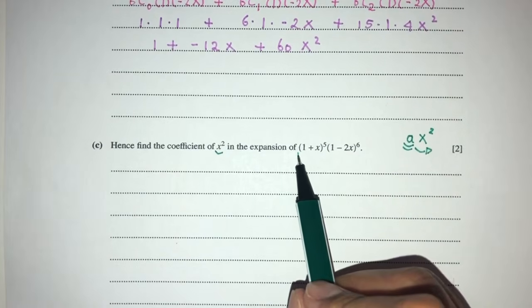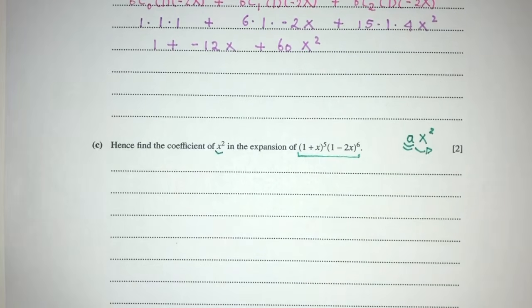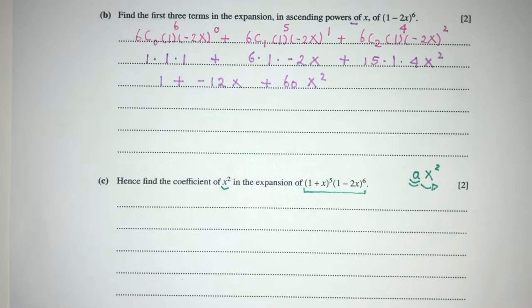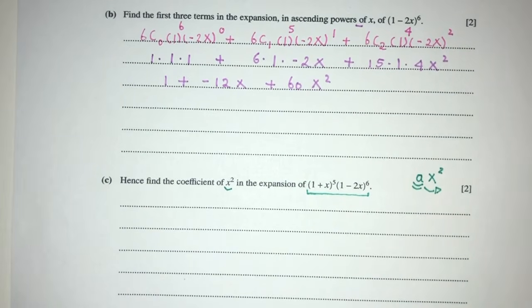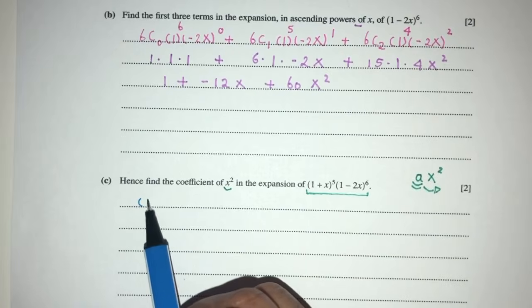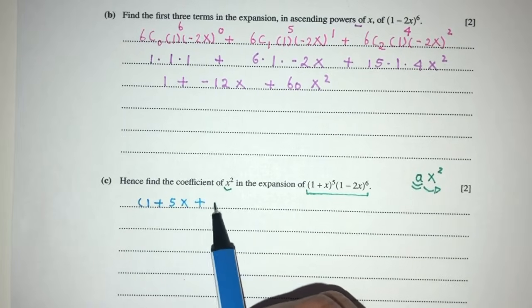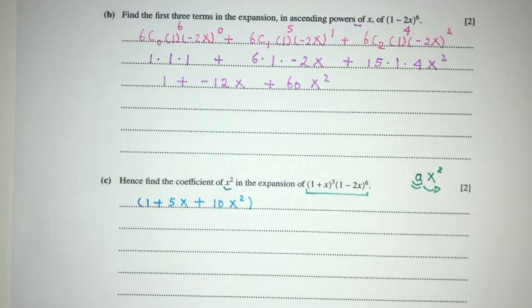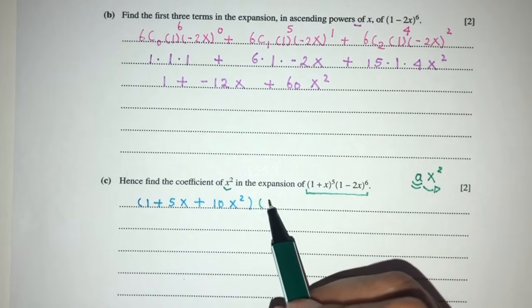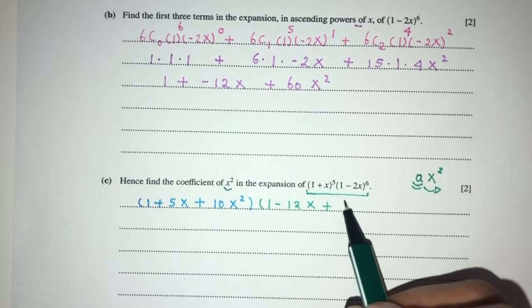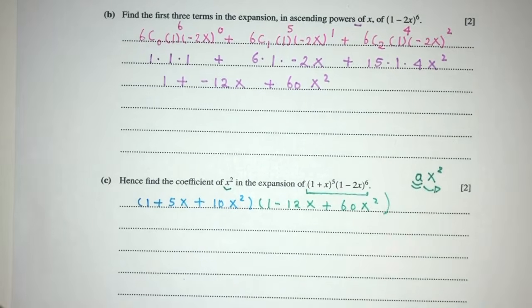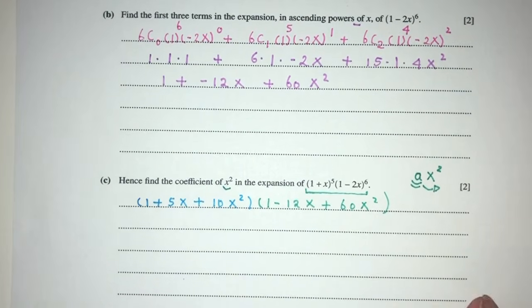So in this expansion. Now obviously, why is this question part C? It is because we have to use the previous two parts of the question to find this answer. So let's first replace these expansions by the values we have found from parts A and B. This we have seen became 1 plus 5x plus 10x squared. And this we have seen became 1 minus 12x plus 60x squared.